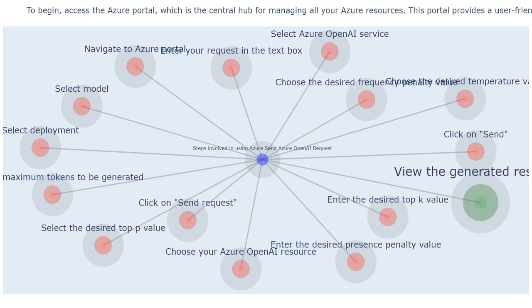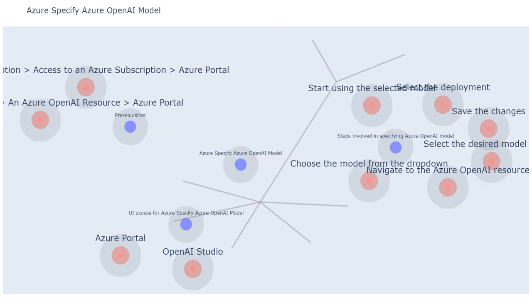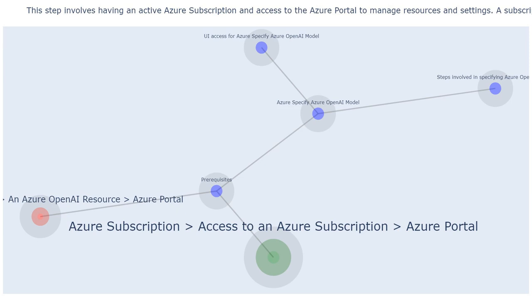After sending your request, the Azure OpenAI service will process it and generate a response. View the generated response to see the output of the model, which will be based on your request and the model's capabilities. Prerequisites. This step involves having an active Azure subscription and access to the Azure portal to manage resources and settings. A subscription allows you to use Azure services and resources. You can create a free trial subscription or sign up for a paid subscription based on your needs. You can access the Azure portal through a web browser and manage your Azure resources from there.